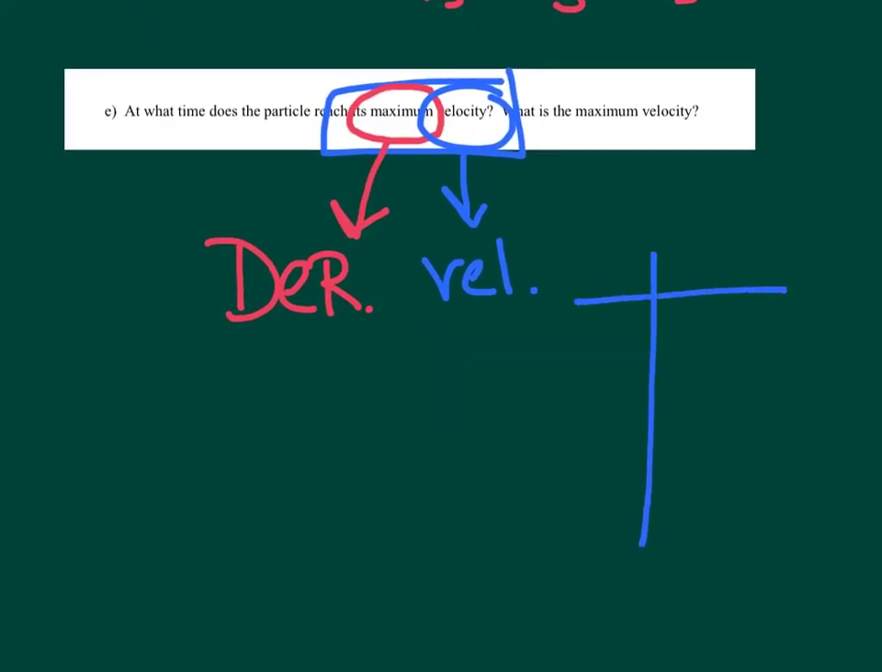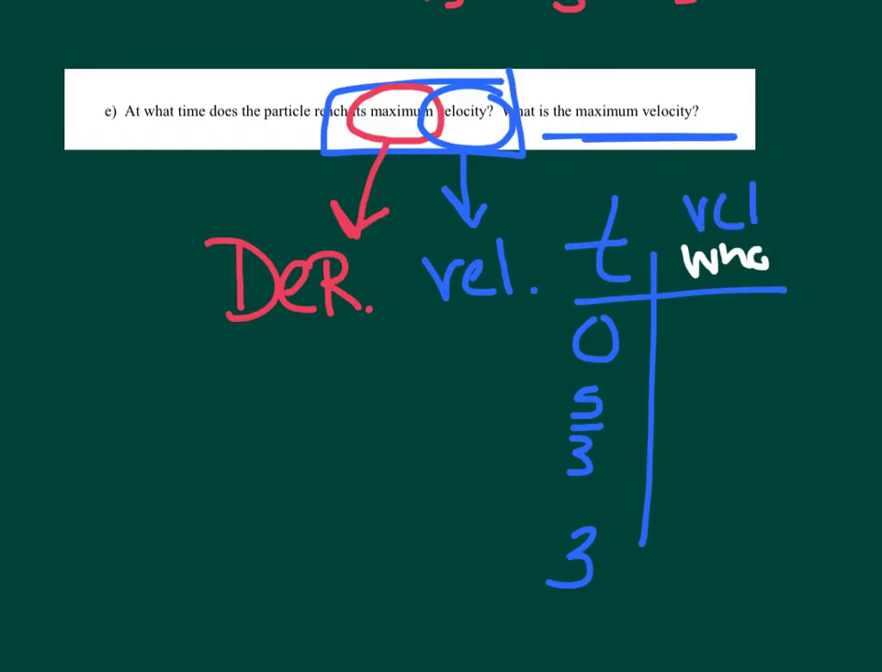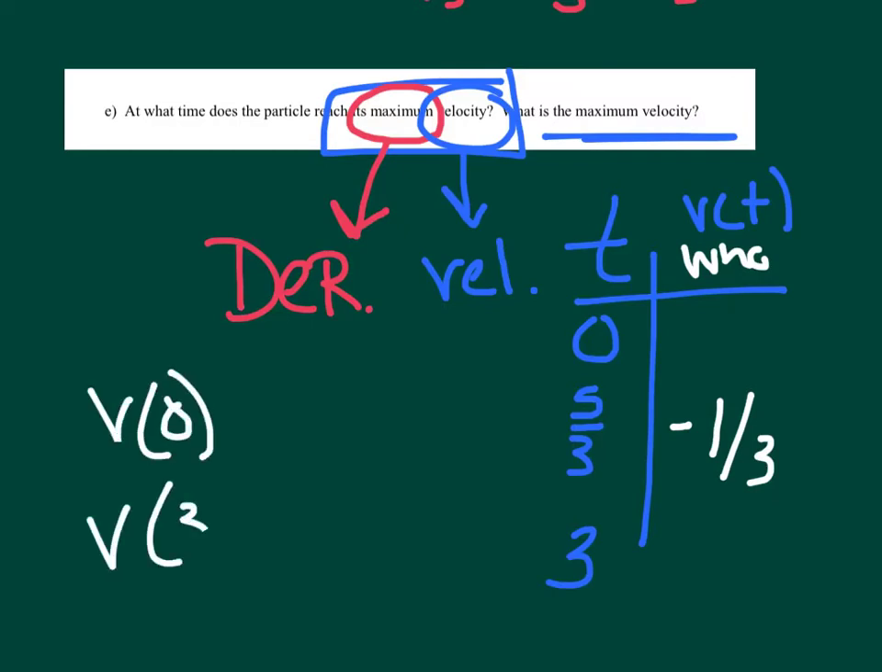All right, so I have my 0, my 5/3, and my 3. This is my time. Who am I trying to find here? Remember, this is your who. You are trying to find the maximum velocity, so I'm going to put velocity here. That's who I'm looking for. I already know at 5/3 I had a -1 from the previous problem. I'm sorry, a -1/3. And I just need to evaluate v of 0 and v of 3.